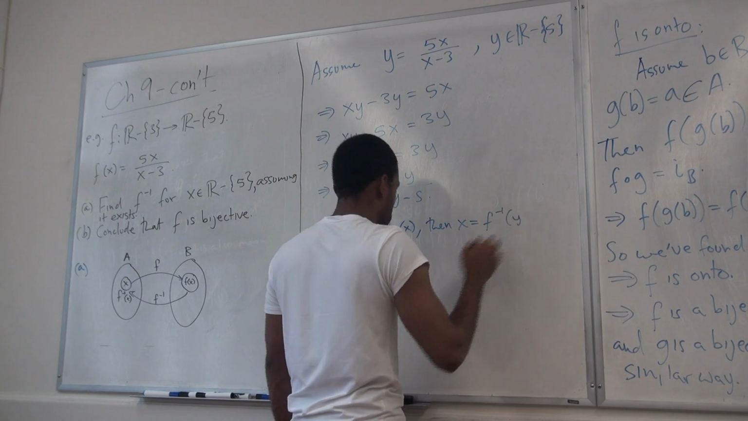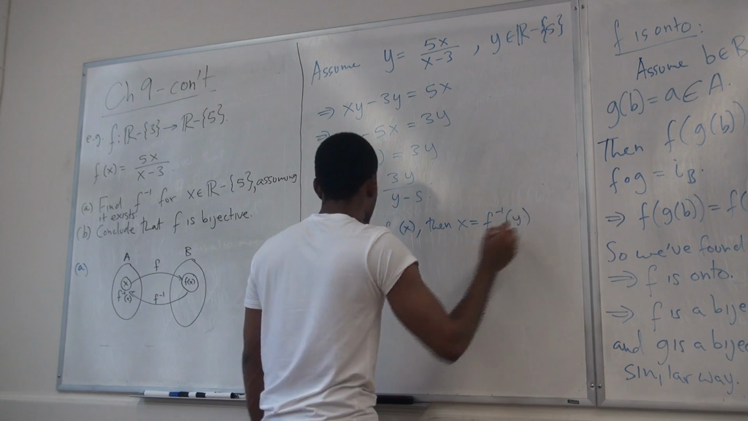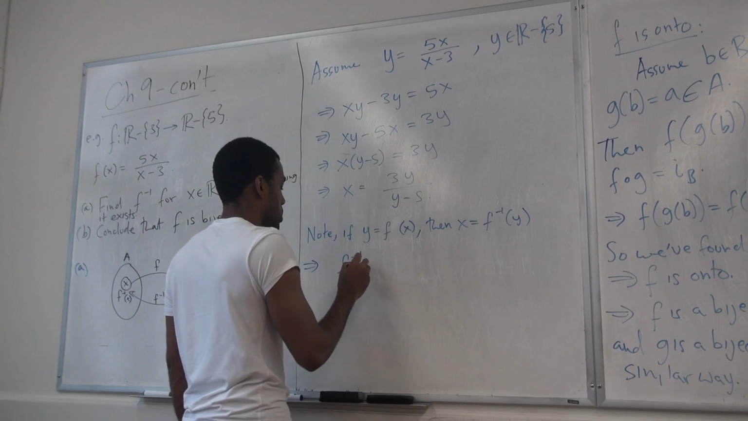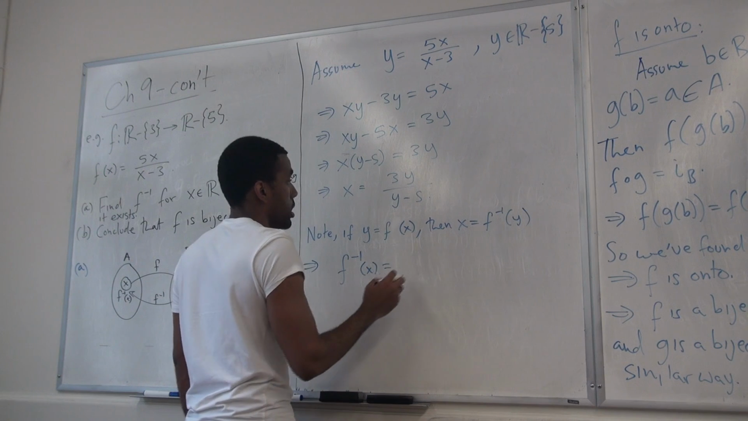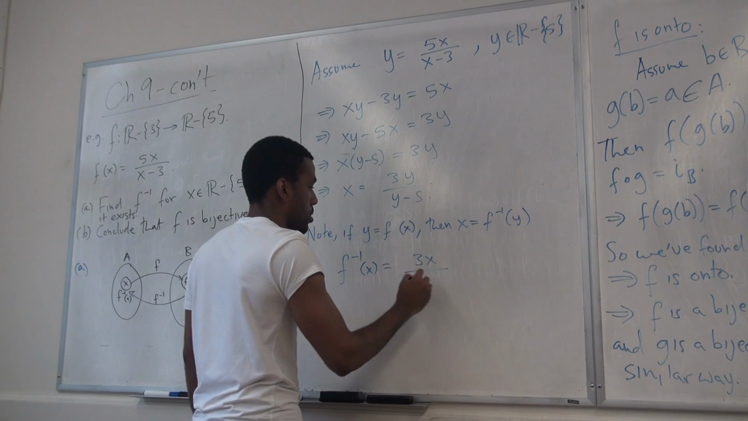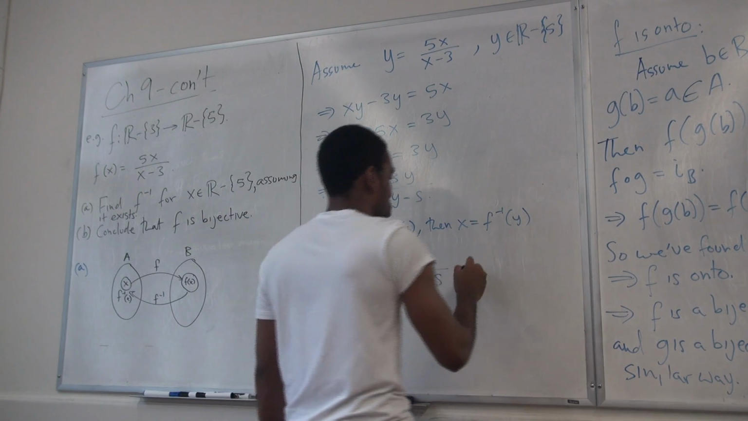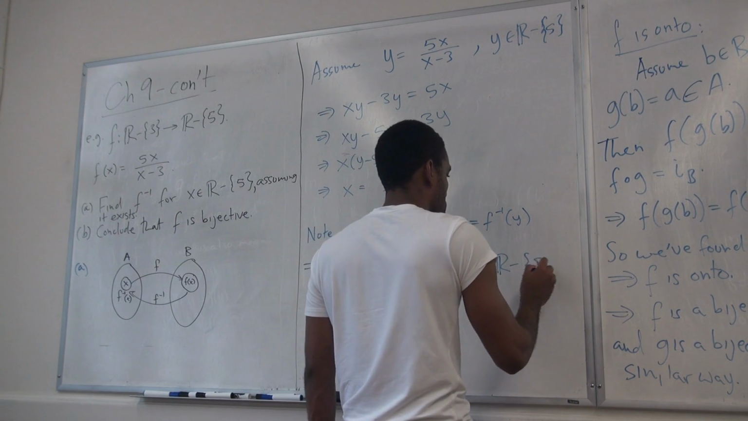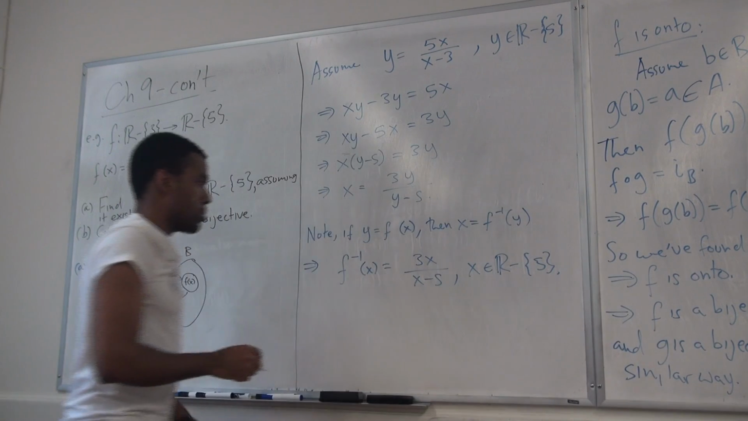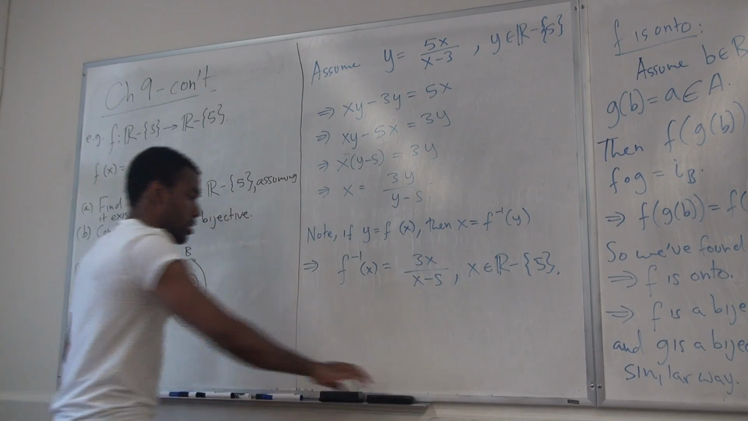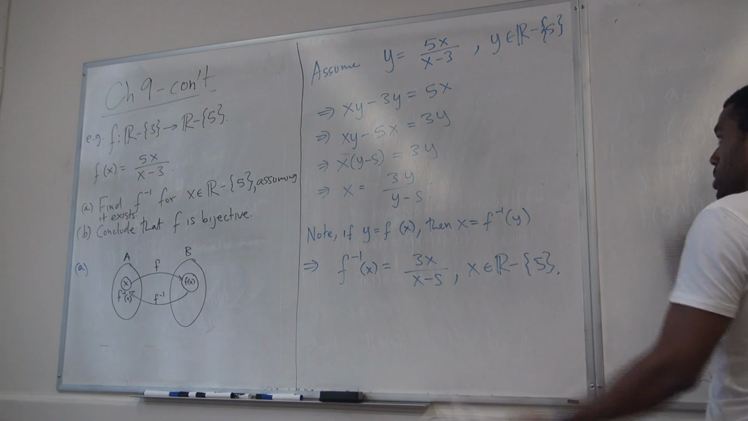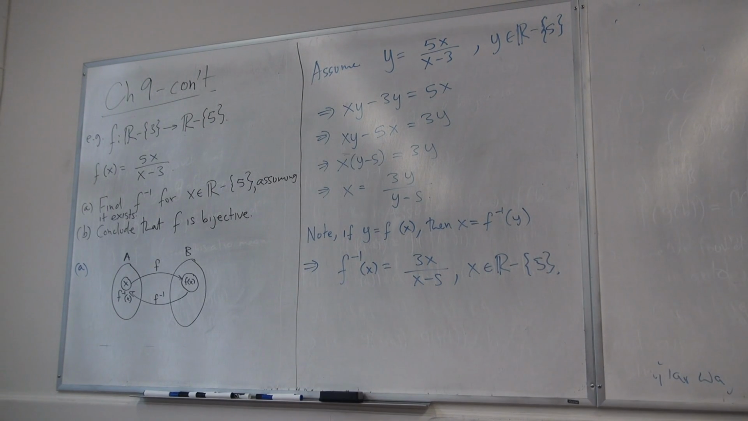Now, x is actually the F inverse of y, so we can assume the inverse function of x looks like 3x over x minus 5. So we found the inverse function. Alright, switch output and input, solve for the new output. That's basically it.